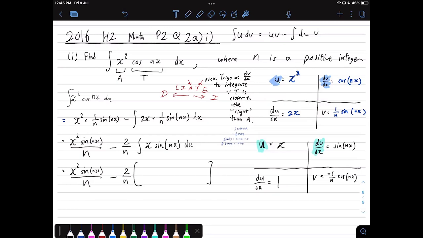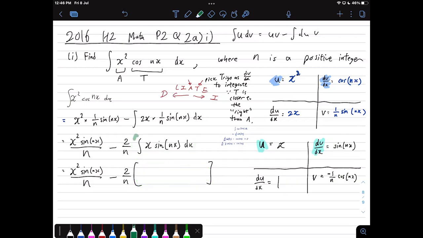Good. Differentiate cosine, you get negative sine. Negative will cancel off. You're back to a positive sine. But because there's an nx, chain rule tells you need to multiply by n. N times 1 over n cancel off. You're left with sine nx. Okay, good. So your answer is what's inside the square bracket?